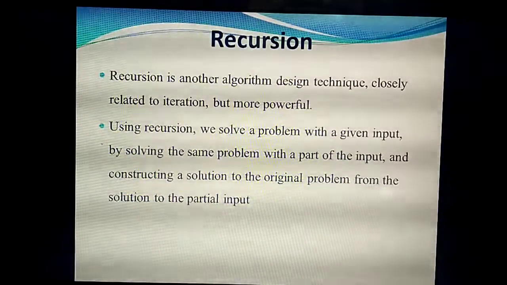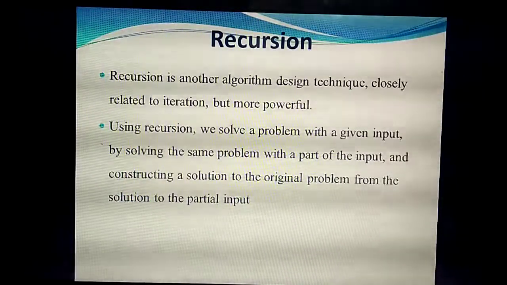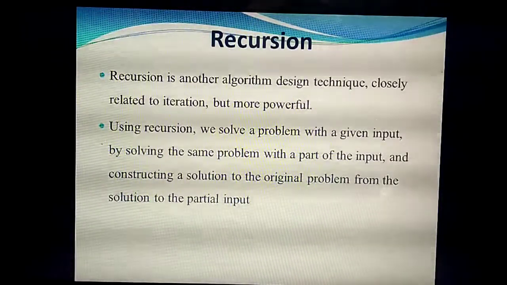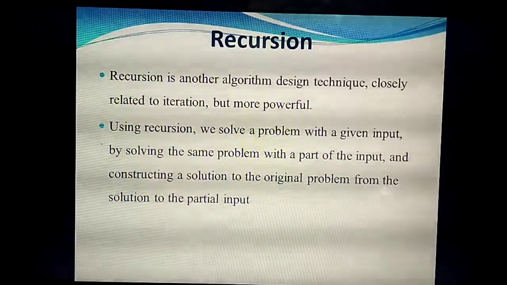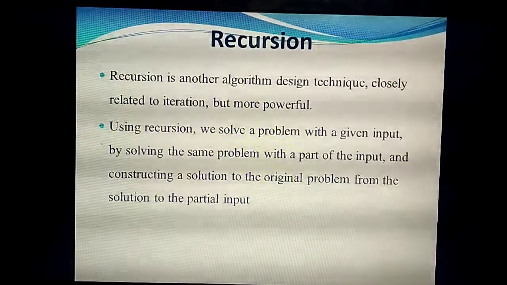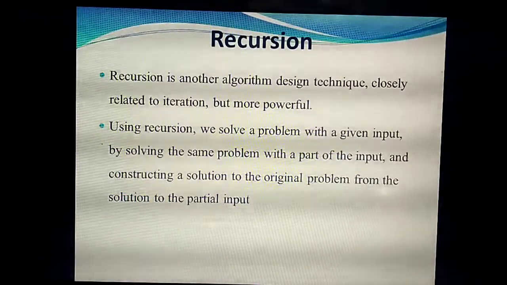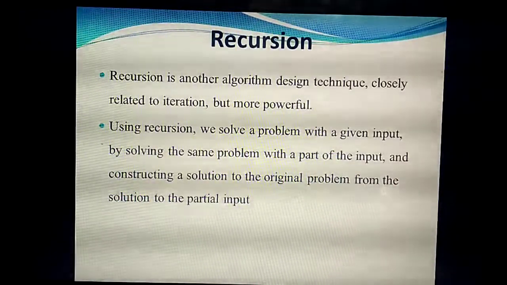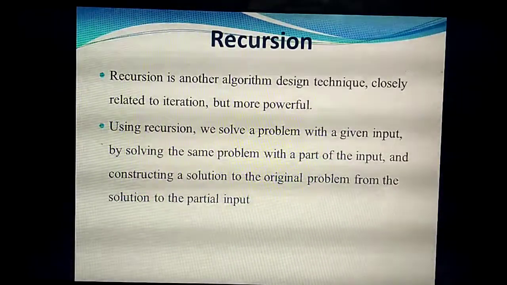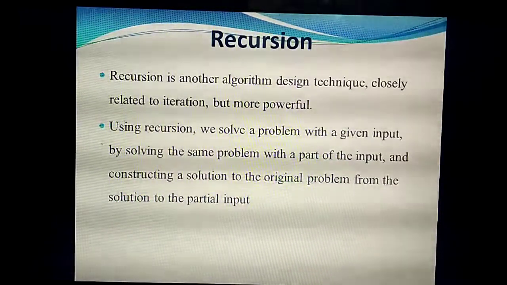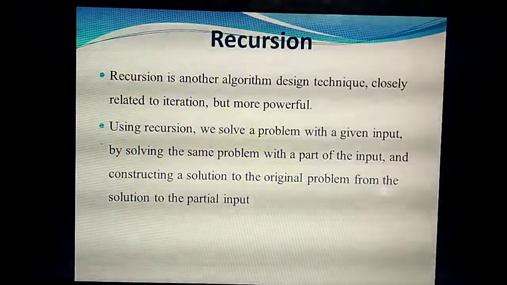For example, in a problem you are going to add 4 numbers. You will add 4 numbers and get the answer. But with recursion, how many inputs are there? 4 numbers means 4 inputs. So normally you will take 4 inputs, solve the problem and take the answer.